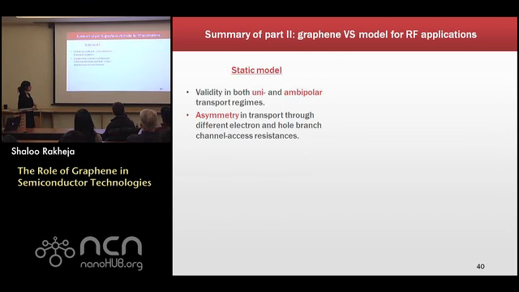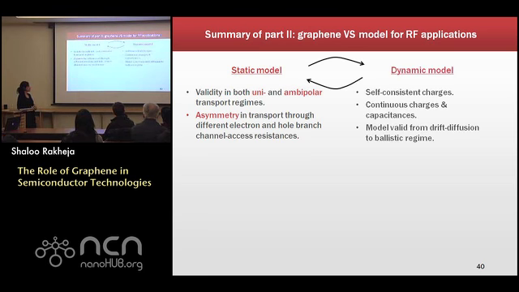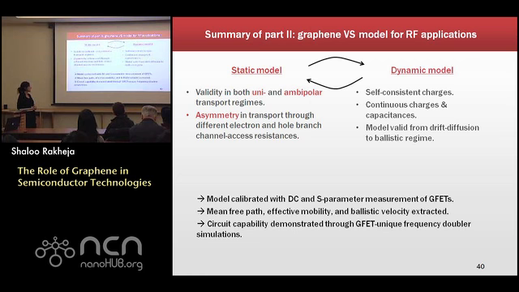So to summarize part 2, we've developed a static transport model that is valid in both unipolar and ambipolar transport regimes. We've captured the asymmetry in current conduction because of the different electron and hole branch channel access resistances. We've developed a dynamic model that is self-consistent with the static transport model. It yields continuous charges and capacitances, and it's valid from drift diffusion to ballistic transport regime. We've calibrated the model exhaustively with DC and S-parameter measurements of GFETs. We've been able to extract mean free path, effective mobility, and ballistic velocity. We've also done some circuit simulations of GFET frequency doublers to demonstrate the model capability for circuit and system level analysis.